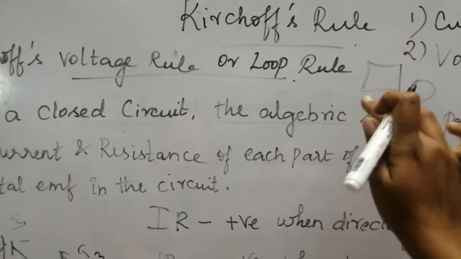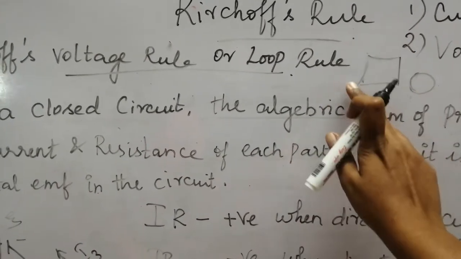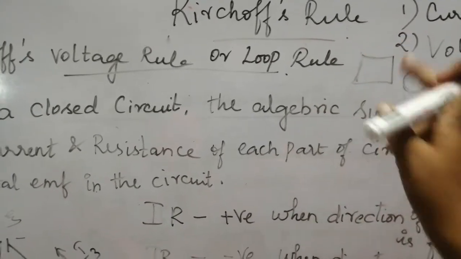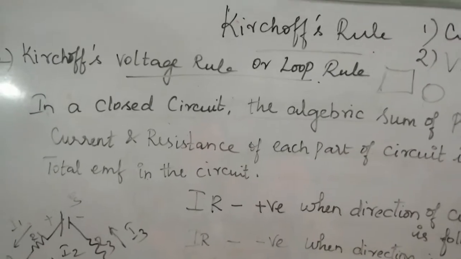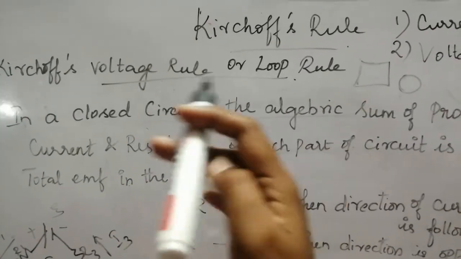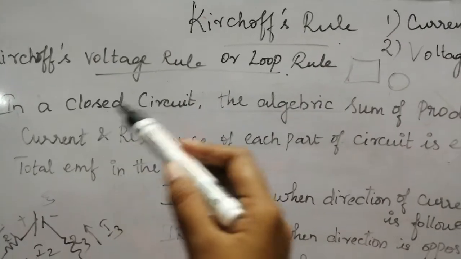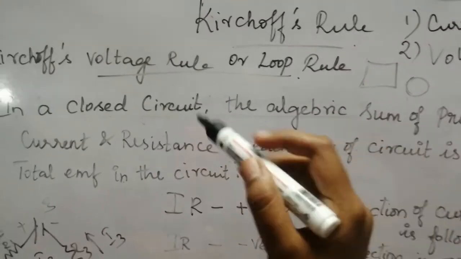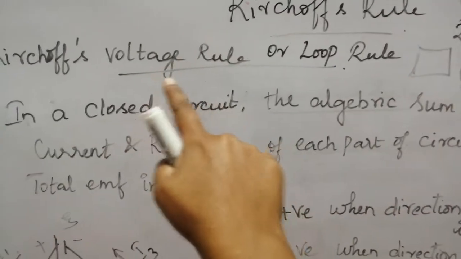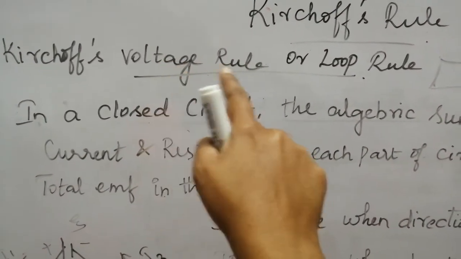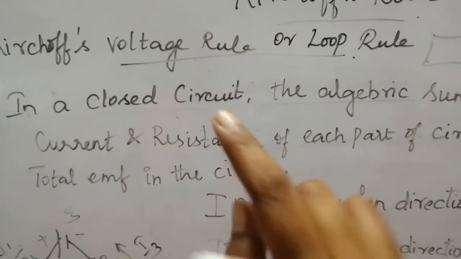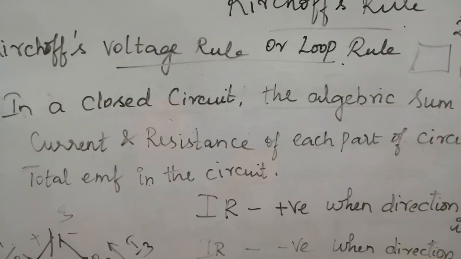If it is closed, it will start from one point and loop back into the same point. So it is called the loop rule. According to the rule, in a closed circuit... it is called the voltage rule, right? For the current rule, you added up the currents. Here, for the voltage rule, you're going to add up the voltage values.